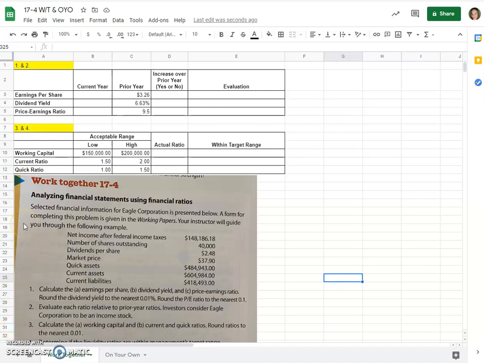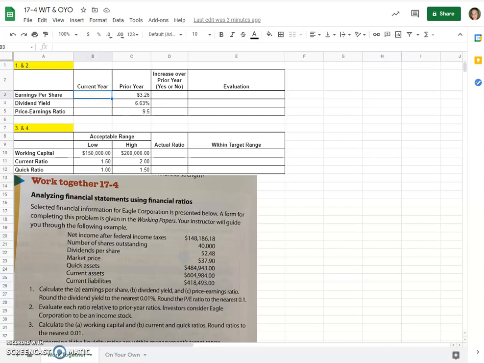So, as I suggested before, we're analyzing financial statements using financial ratios. So here's what we know to fill in our form up here. We know the net income after federal income taxes, number of shares outstanding of our stock, dividends per share, market price, quick assets, current assets, and liabilities. So number one, A, we're going to calculate earnings per share, dividend yield, and price earnings ratio. So let's start out with our earnings per share.